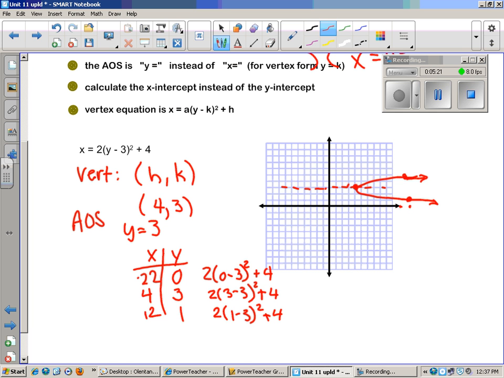Good job. Yeah, but just like we knew that if A is positive, it opens up, and if A is negative, it opens down, right? When you're talking about the x squared. For left and right parabolas, when A is positive, it opens right, and when A is negative, it opens left.